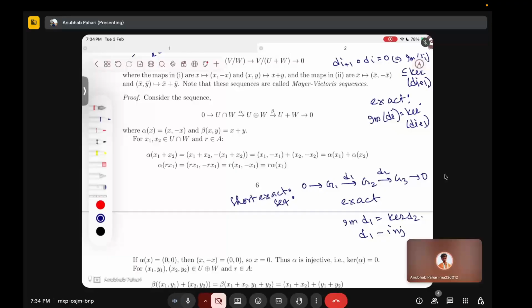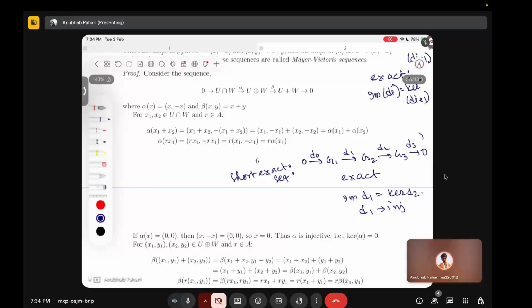And for the last one also, the image is 0 here, so therefore the kernel is all of G3. I mean, if this is d0 and if this is d3, the kernel of d3 is all of G3. Therefore the image of d2 should be all of G3. Therefore d2 should be surjective. So this is the main mantra for short exact sequences.